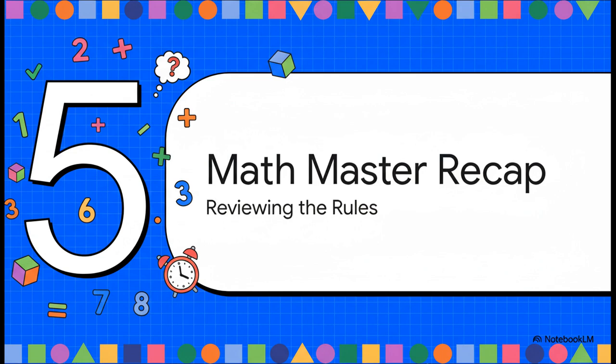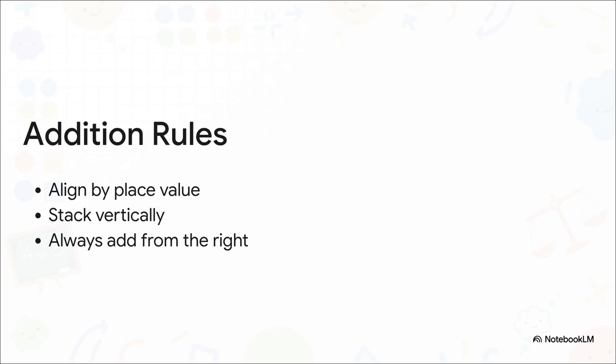Let's lock all this in with your Math Master recap, reviewing the rules. Ultimately, the core mechanics of addition that we've covered today just come down to 3 totally repeatable rules. Number 1, align your numbers by place value. Number 2, stack them vertically so your mind stays completely organized. And number 3, always add starting from the right. This framework guarantees you're never going to get lost no matter how gigantic the equation is.